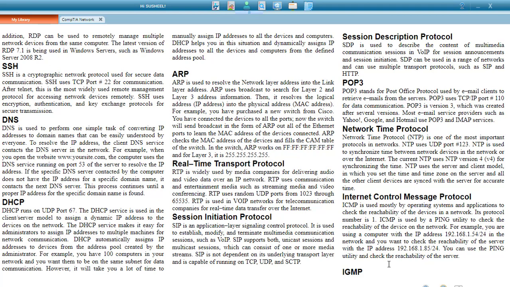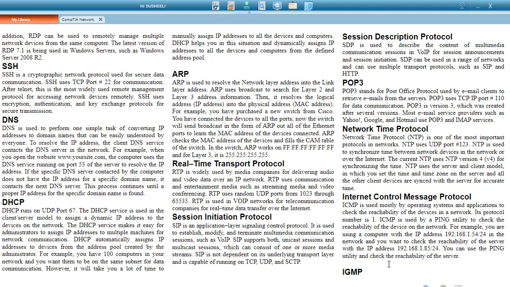Session Initiation Protocol. SIP is an application layer signaling control protocol. It is used to establish, modify, and terminate multimedia communication sessions, such as VoIP. SIP supports both unicast sessions and multicast sessions, which can consist of one or more media streams. SIP is not dependent on its underlying transport layer and is capable of running on TCP, UDP, and SCTP.